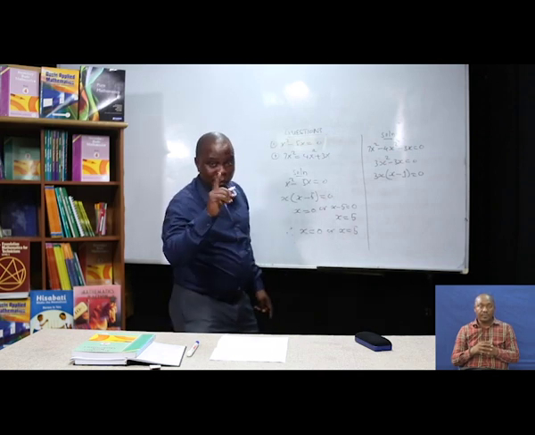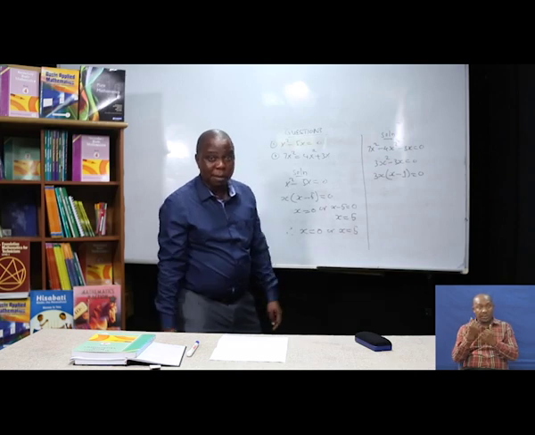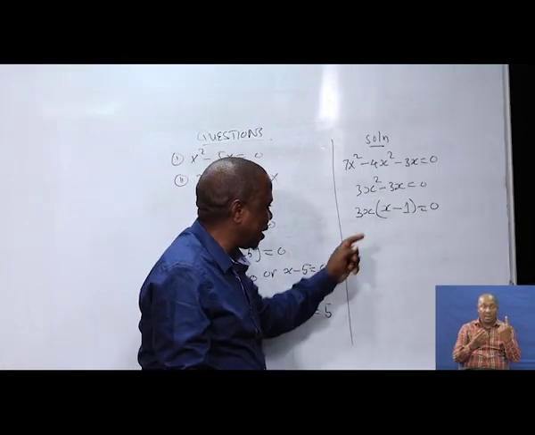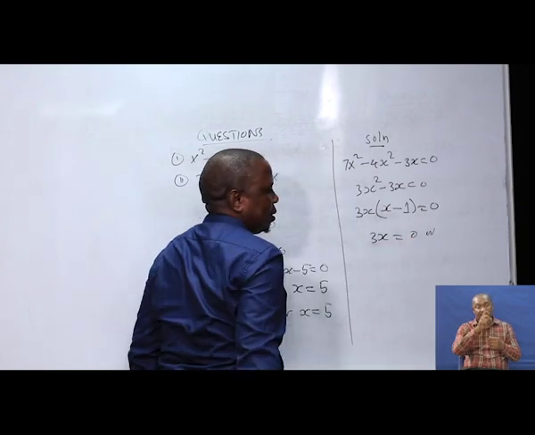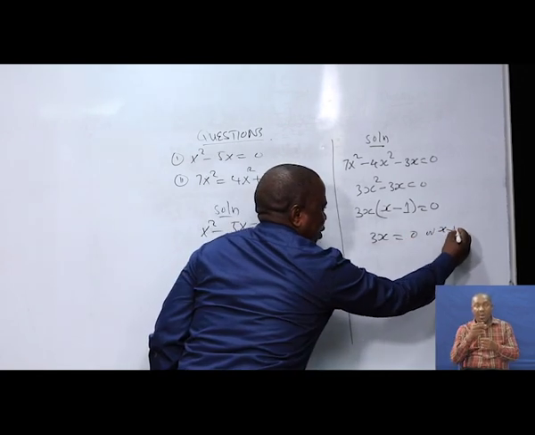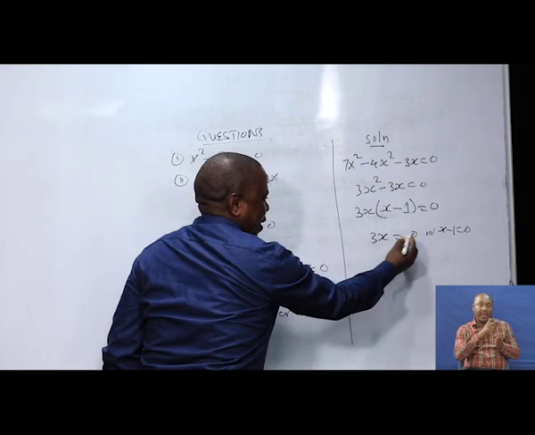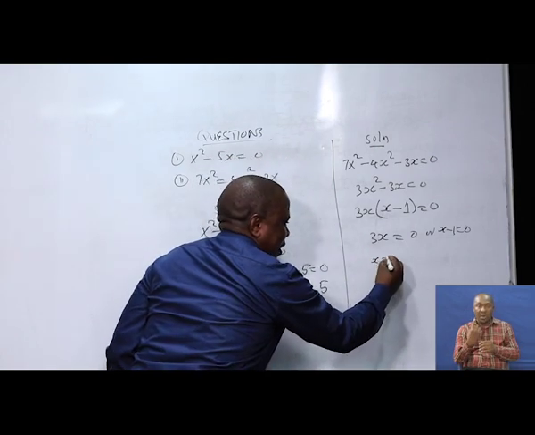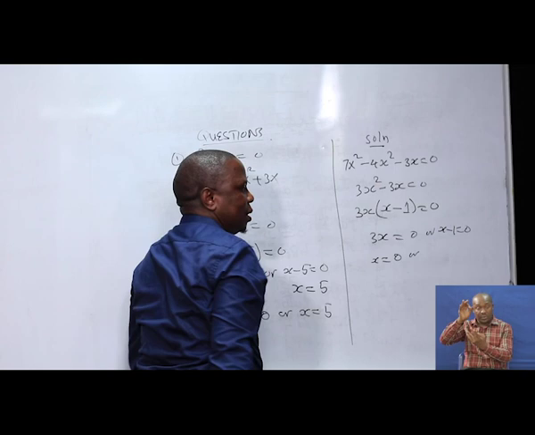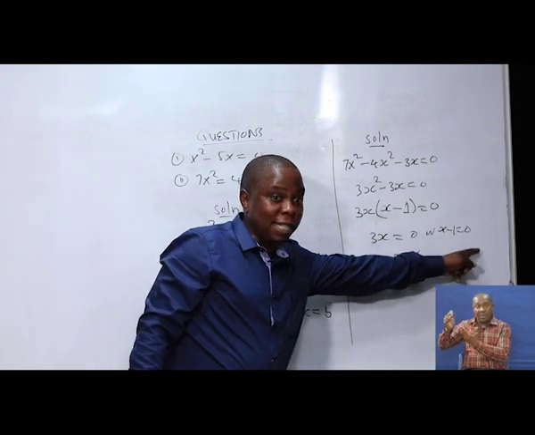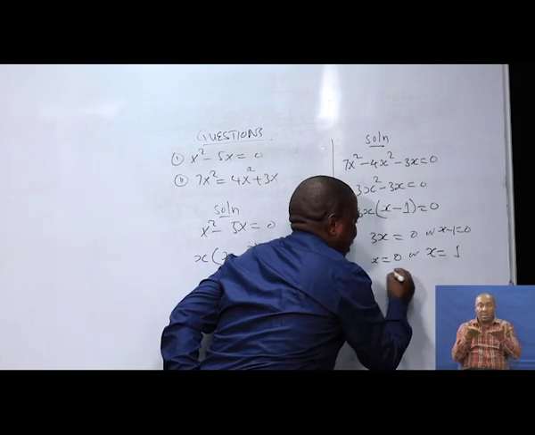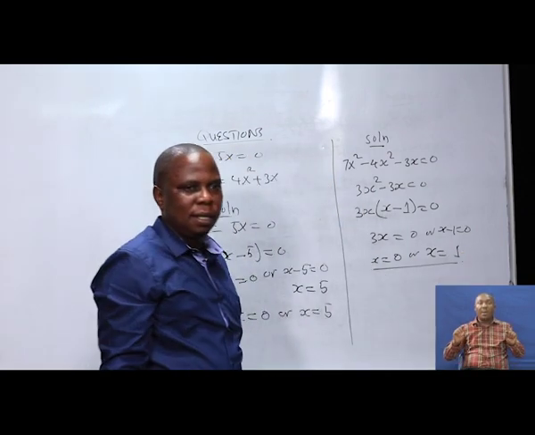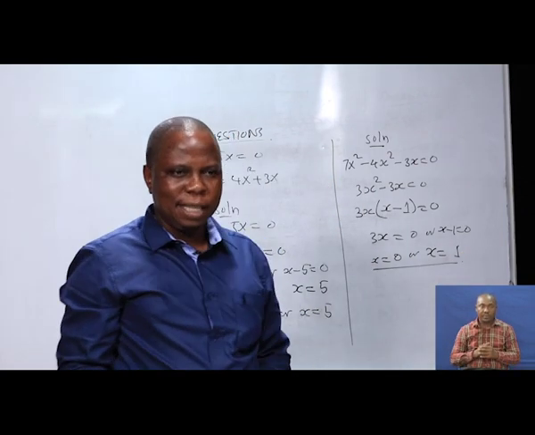Don't forget, for the product of two numbers to be 0, one of the numbers must be 0. What is that number? Either 3x should be equal to 0, or x minus 1 should be equal to 0. Divide by 3 throughout. X is equal to 0, or here, take 1 on the other side. X is equal to 1. That is our solution for that question.